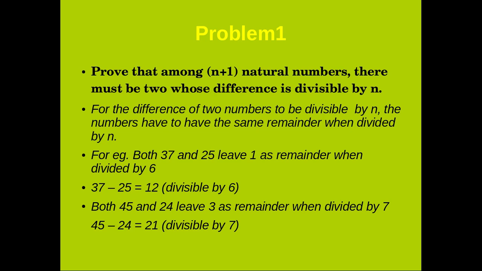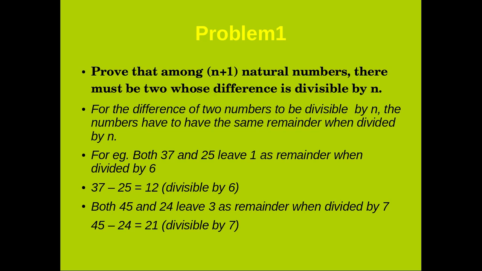Now we'll move on to a quite easy problem on the pigeonhole principle. Prove that among n plus 1 natural numbers, there must be 2 whose difference is divisible by n. The crux of this problem is that for the difference of 2 numbers to be divisible by n, each of the numbers has to have a common remainder when divided by n.